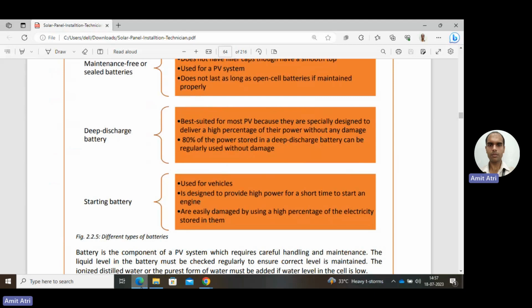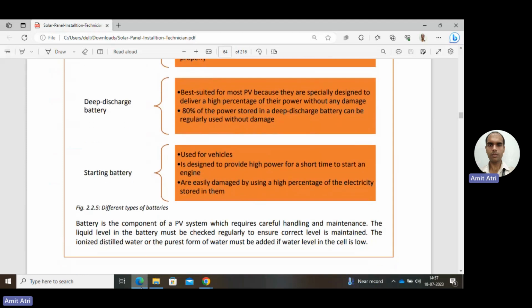And the last one is the starting battery. We use it for vehicles, for starting of vehicles. It provides high power for a short time, like when we want to start an engine. Only during the starting, this battery will provide high torque or high power. They're easily damaged by using a percentage of the electricity stored in them. So we cannot draw a large percent of the stored energy.